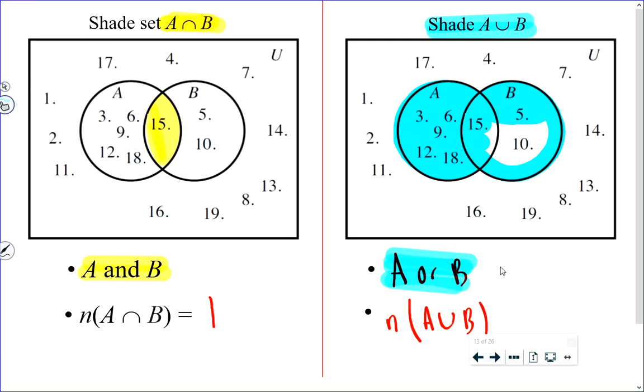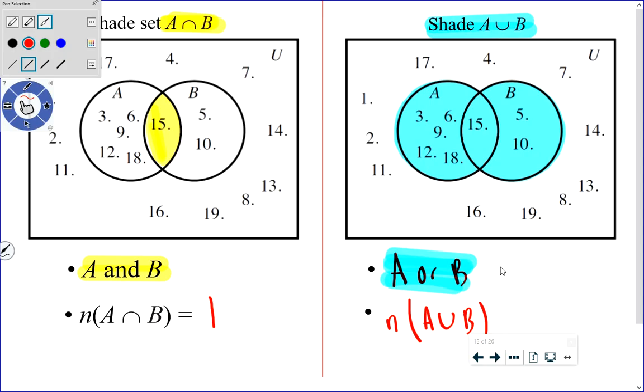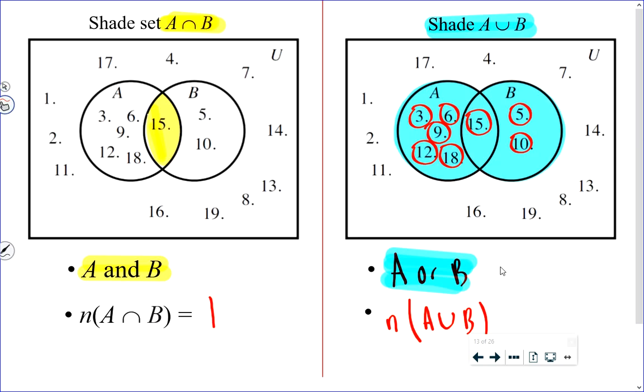But if not, you just have to remember that the union means in A alone, or in B alone, or in both. So how many are in there? We're going to count them. 1, 2, 3, 4, 5 that are in just A, 2 that are in just B, and 1 that is in both. So that gives us a total of, I think, 8. I better count them again. 5, 6, 7, 8. Yes.